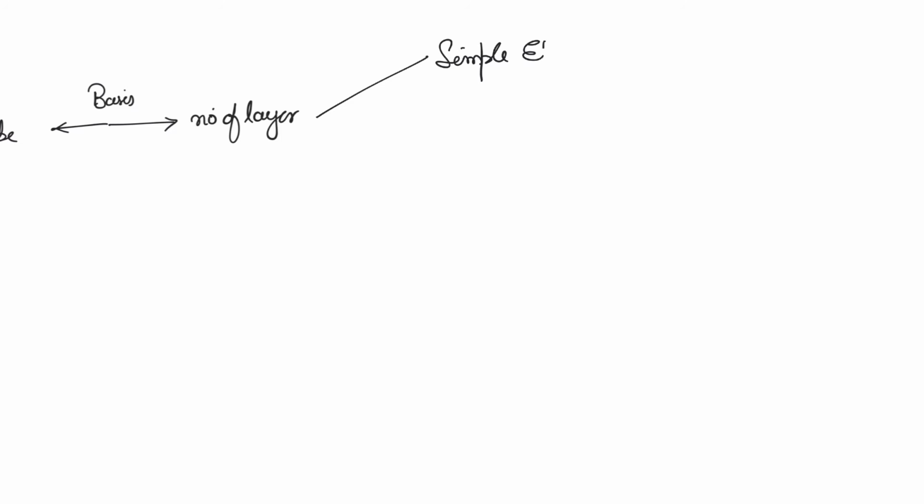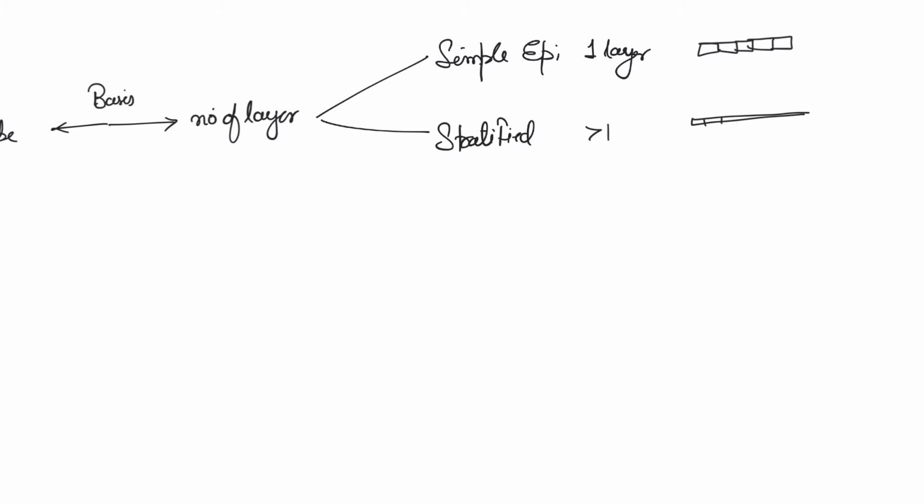So, simple epithelium. Simple means there's just one layer, right? So, that's it. One layer of cells. Then you have stratified. Stratified, the word comes from strata, that means more than one layer. Now, it's slightly time consuming to draw multiple layers, right? But that is stratified. There's a third type, and this is where things get a little bit murkier.